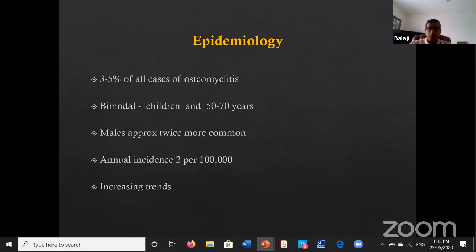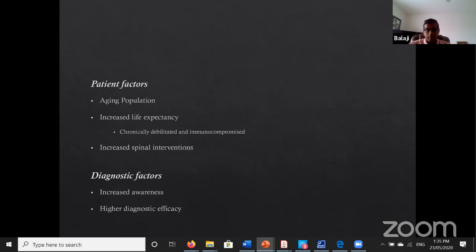However, there are more new studies now which show increasing trends. There is a study from Denmark which has shown nearly double the incidence, around 4 to 5 per 100,000, and a Japanese study quoting around 140% of the annual incidence in other parts of the world. So there is an increasing incidence now. So why is this happening? There are two reasons: one, patient factors, and also diagnostic factors.